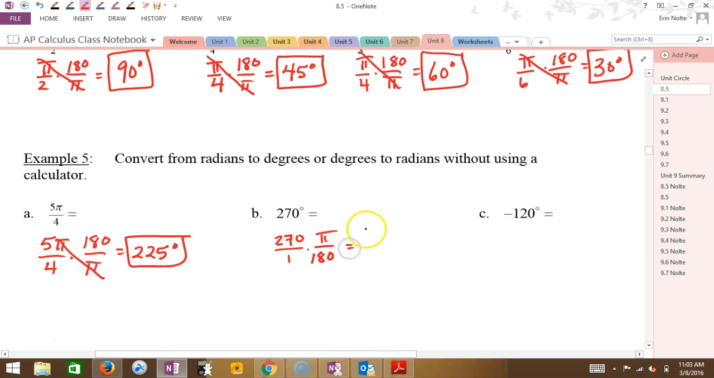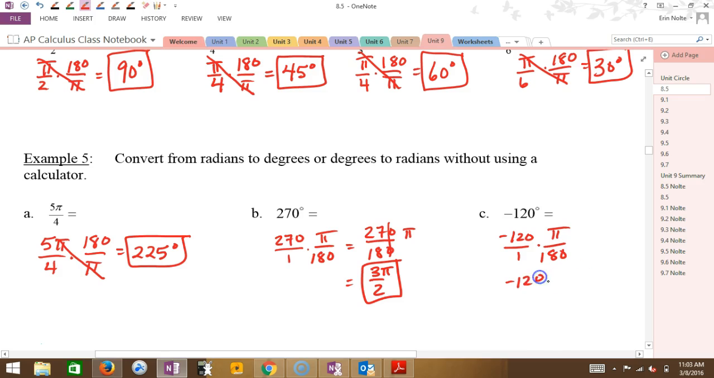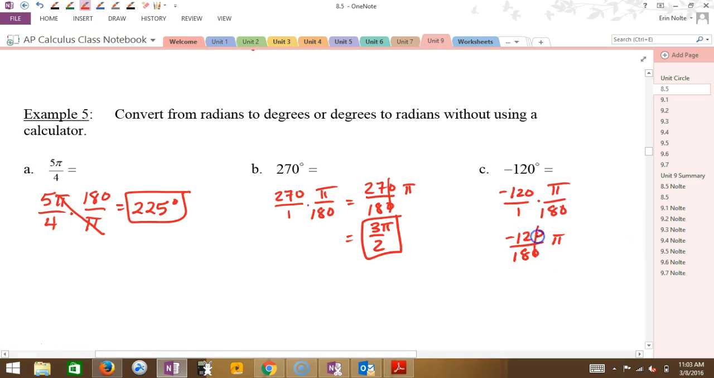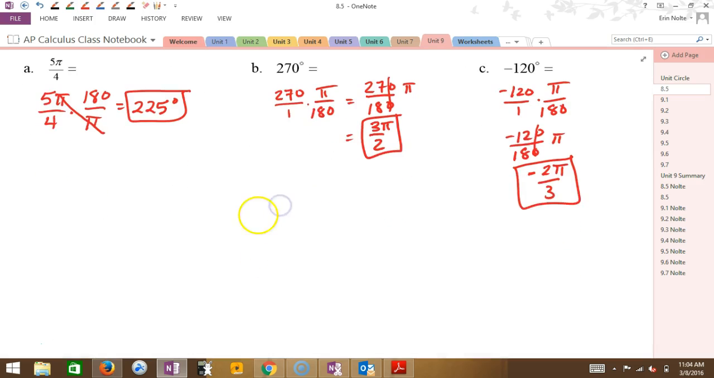So the way you can think of this is if you were going to type this in the calculator, with the pi kind of off to the side and reduce that, that turns into 3 halves, so it would be 3 pi over 2. And for negative 120, pi over 180. So if I think of it as negative 120 over 180 and reduce that fraction, reduce by 6, so it would be negative 2 pi over 3. Okay. I think we're good to go there.